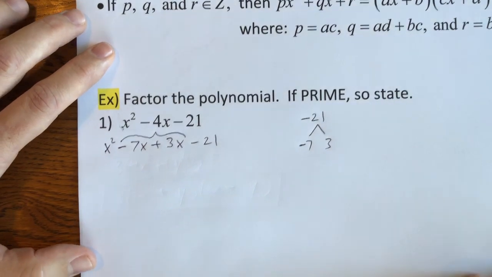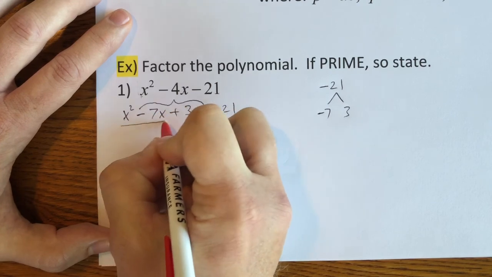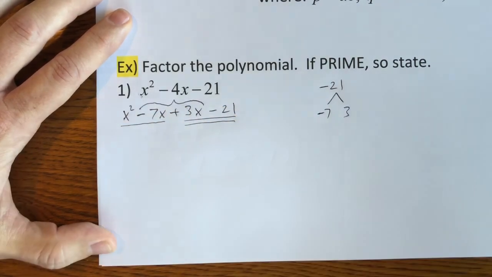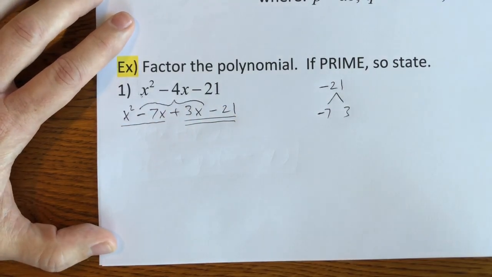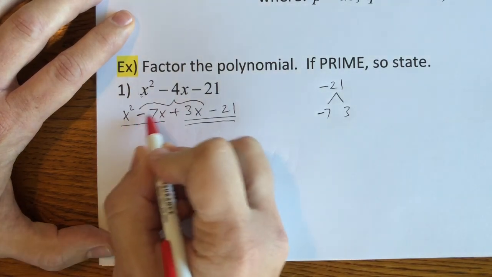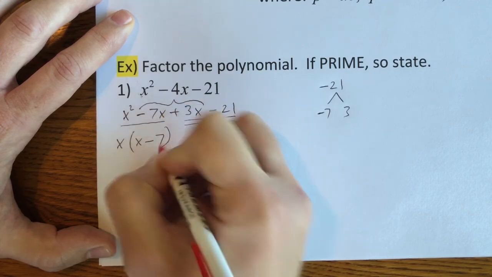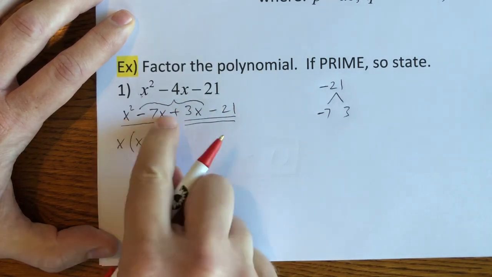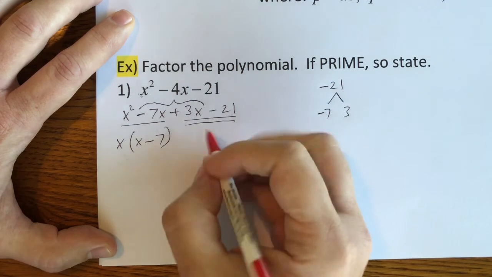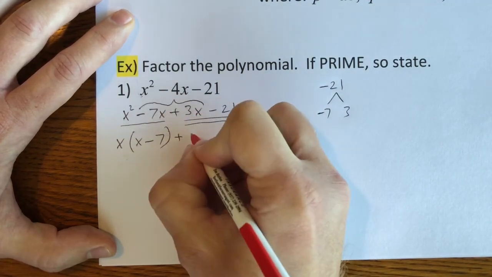Now what I'm going to do is a process called factoring by grouping. So I'm going to look at the first 2 terms and then the last 2 terms. And I'm going to use the GCF again in order to ultimately factor this by grouping. So what's the GCF of these 2 terms? It's x. So I write x times the quantity of x minus 7. This would give me that, right? Okay, now I look at the last 2 terms. What's the GCF of the last 2 terms? Well, plus 3.